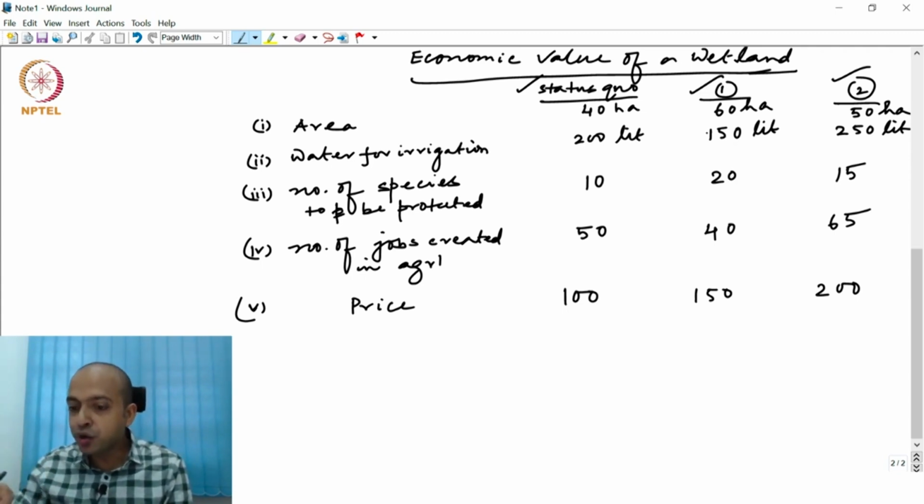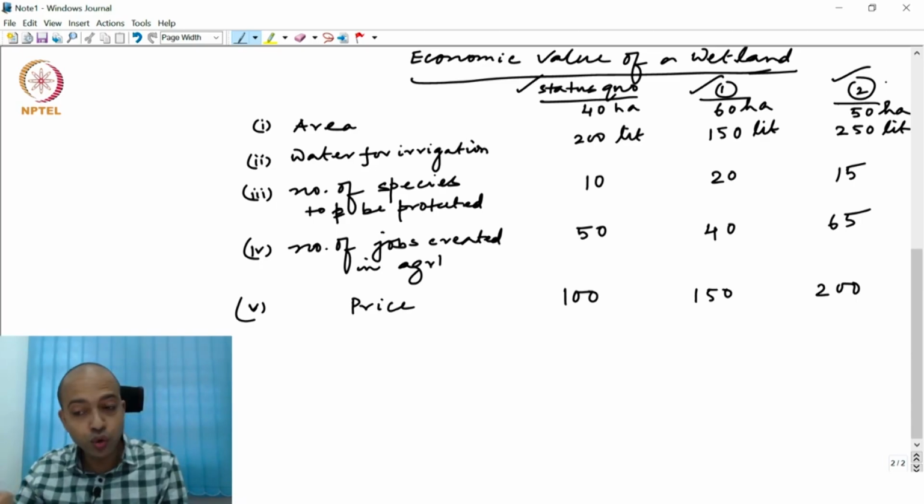Similarly, compared to the status quo, when the respondents are thinking scenario 2, what is happening?